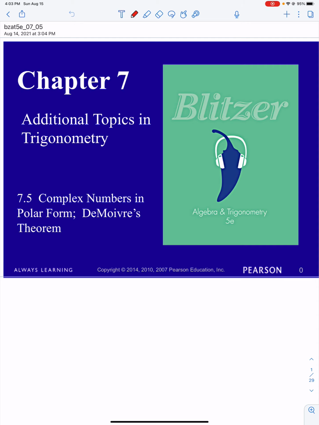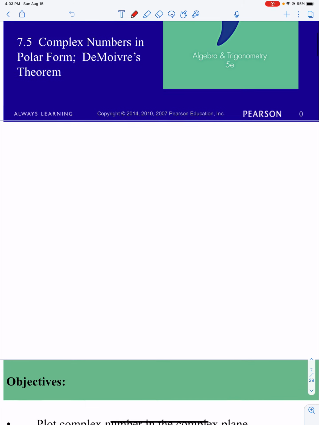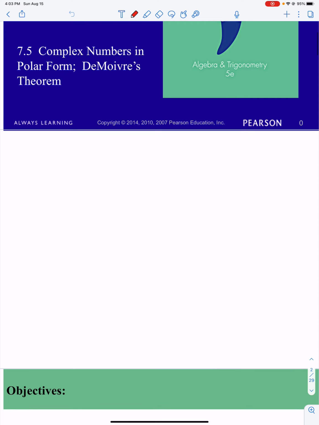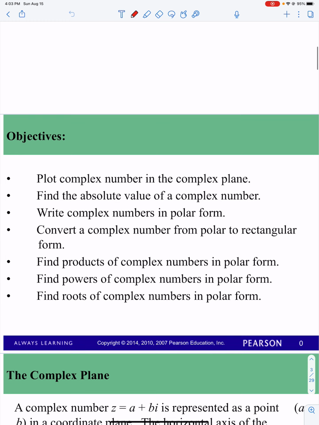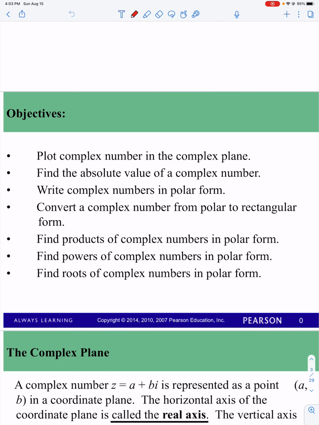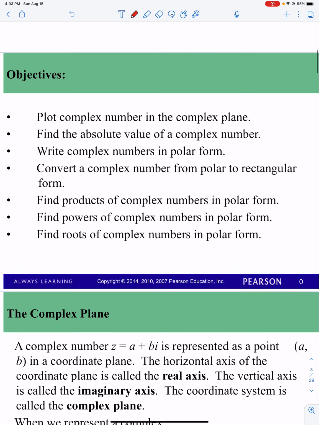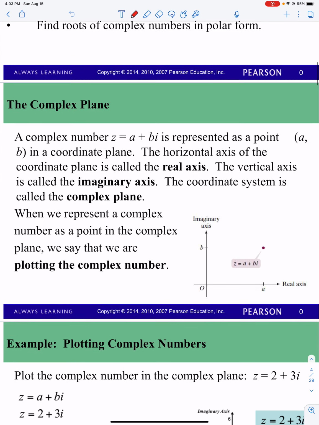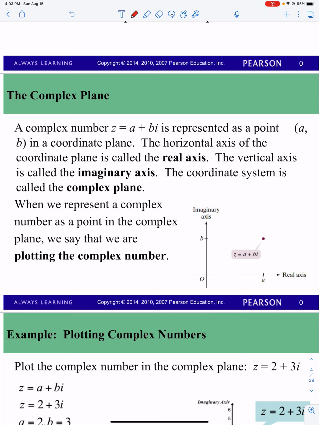Okay, so in this section, we will talk about complex numbers in polar form and De Moivre's theorem. First we will plot the complex number in the complex plane, find the absolute value, write complex numbers in polar form, and do all these things. Okay. So what is a complex plane?